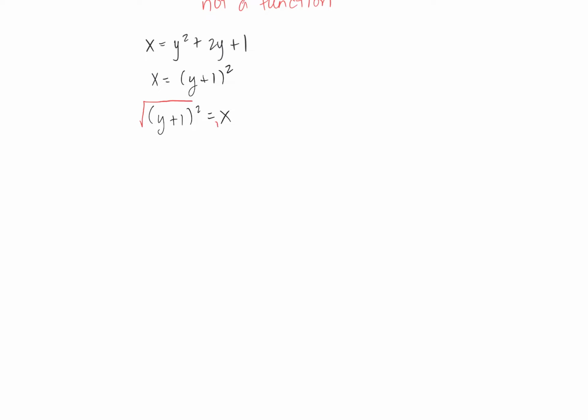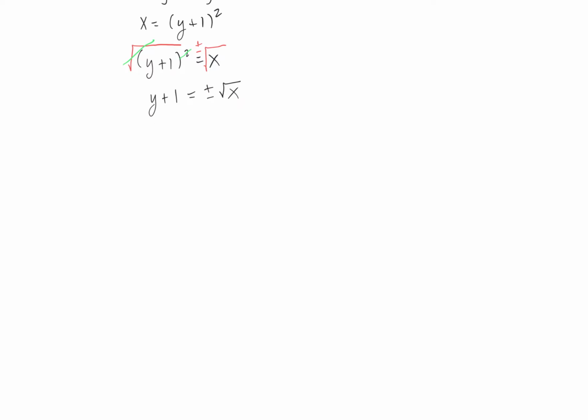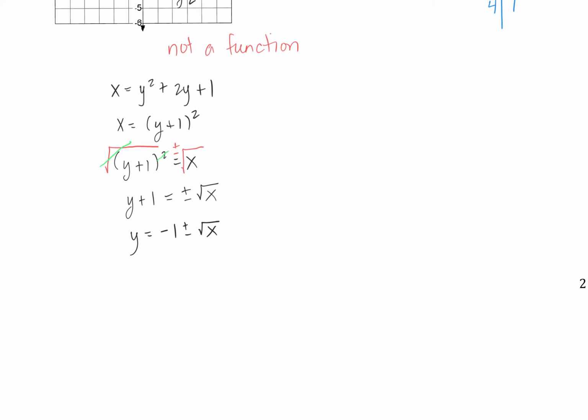Because if I were to square root both sides, don't forget you need a plus minus in front of the square root of x. Then the square and the square root will cancel on the left. I will just have y plus 1 equal to plus or minus the square root of x. And now all I have to do to get the y by itself is subtract 1 from both sides. Typically, we would put that in front of the plus minus, but it really doesn't matter. So the plus minus is giving me my two functions. The plus would give me the upper function, the minus gives me the lower function.